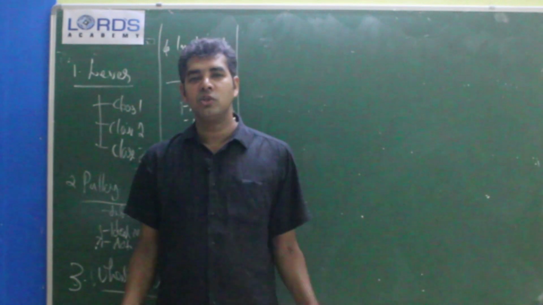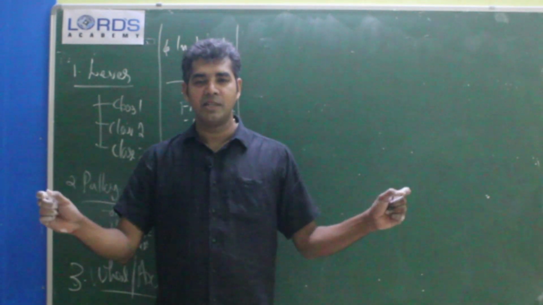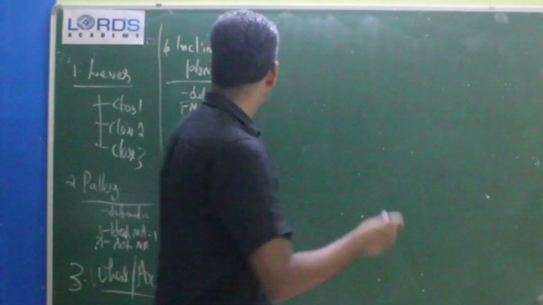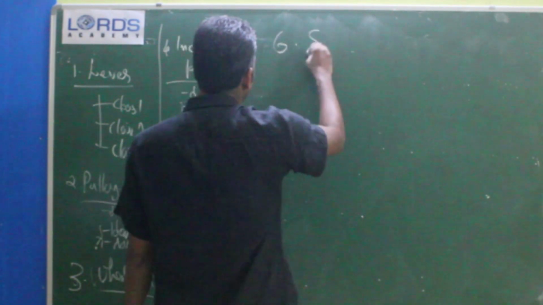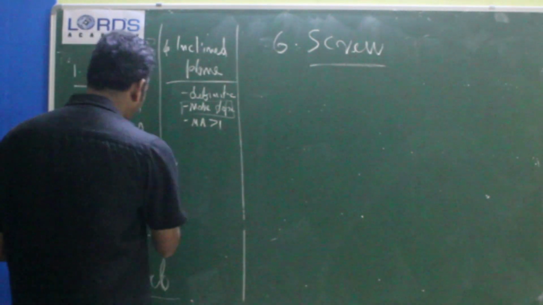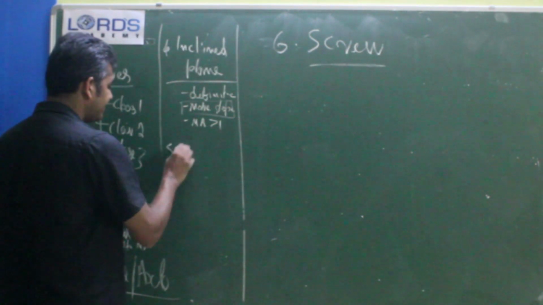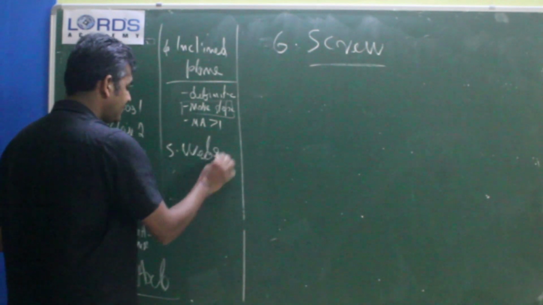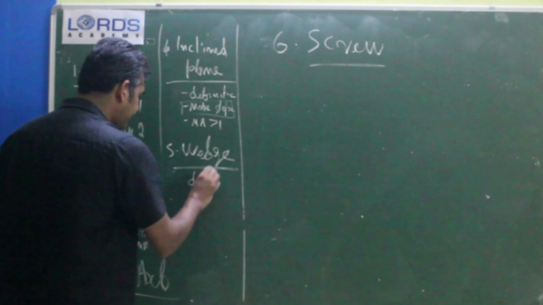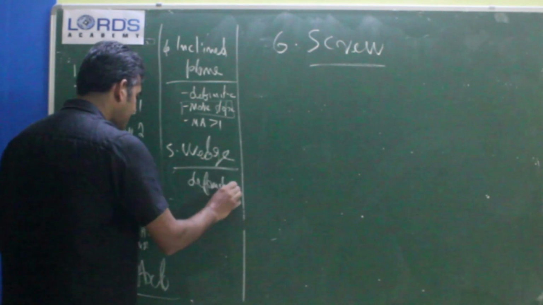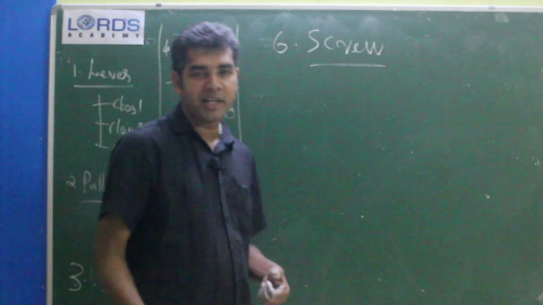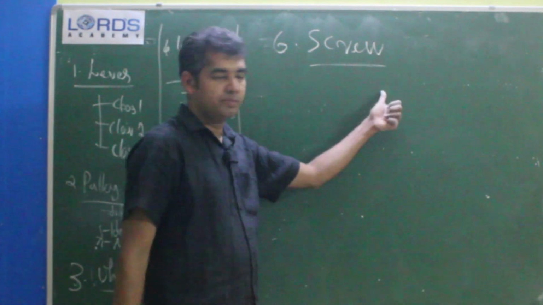So we are going to discuss the last topic of this chapter and the last simple machine, screw. The sixth one, screw. The fifth one we have discussed is the wedge. Definition you have to learn. Now we are going to discuss the sixth and final simple machine, screw.